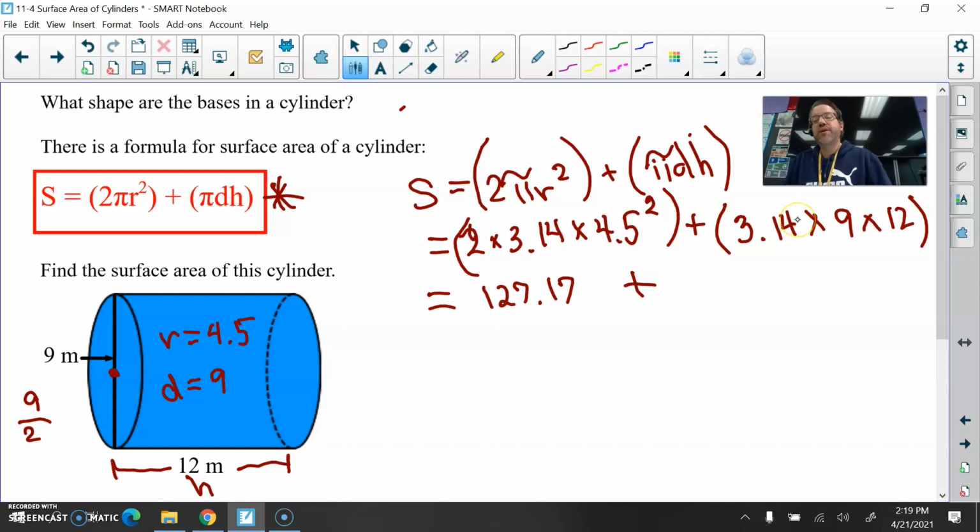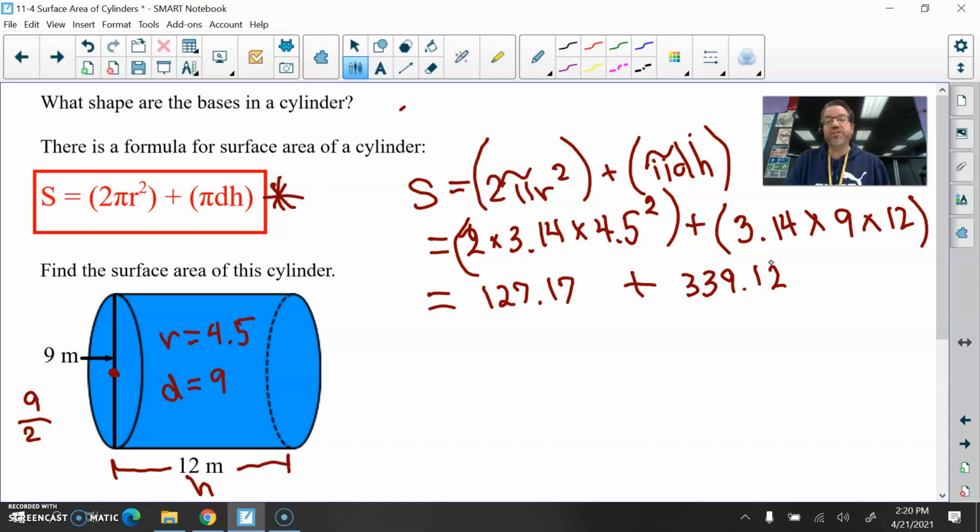Plus, and now I do the math on the right side, which is a little bit easier since there is no exponent. 3.14 times 9 times 12. And that equals 339.12. I'm writing all my work down here. It's going to be very important that you show your work. Some of you might be thinking, well, I can do it mentally. Well, you probably can, but I want you to write it down because otherwise you can make careless mistakes.